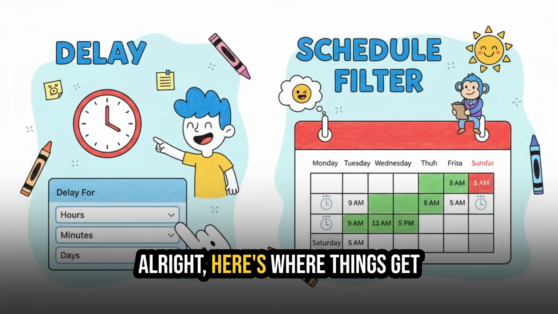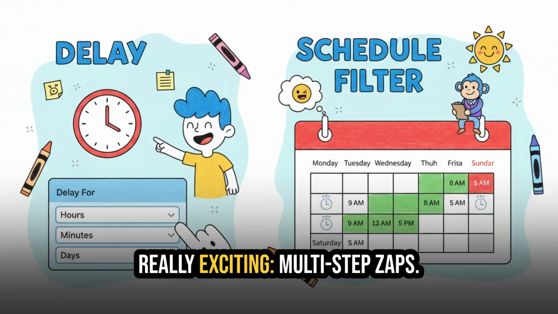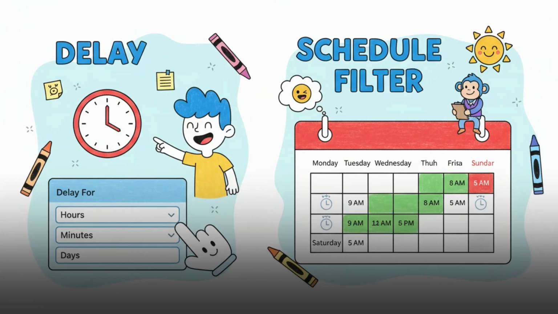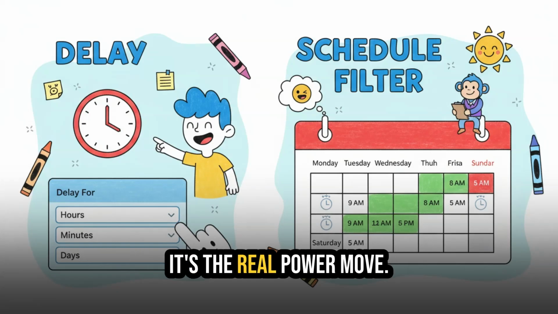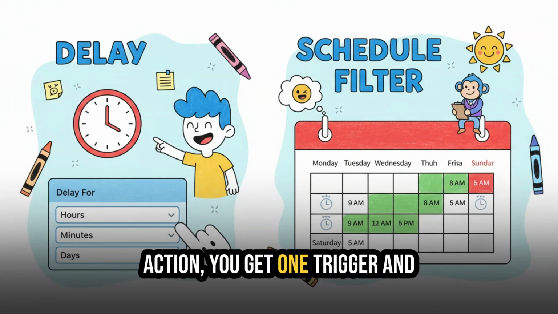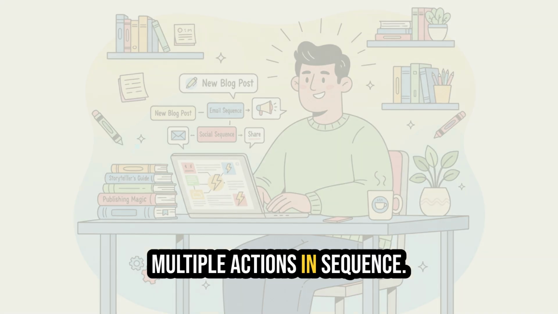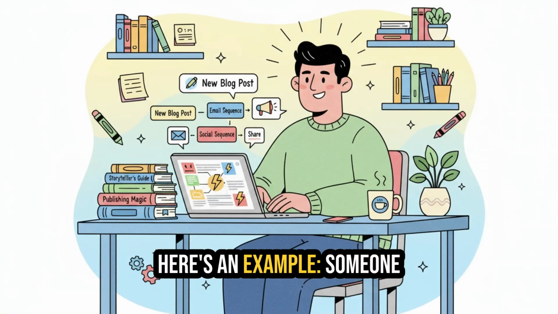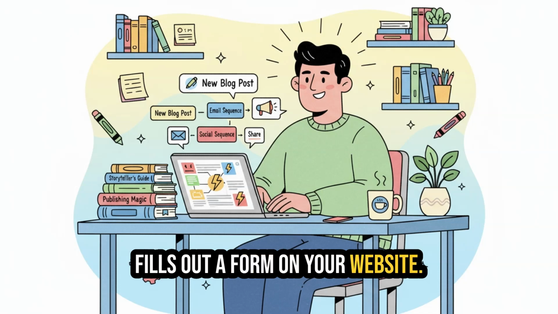All right, here's where things get really exciting. Multi-step Zaps. This is a paid feature, but it's the real power move. Instead of one trigger and one action, you get one trigger and multiple actions in sequence. Here's an example. Someone fills out a form on your website.